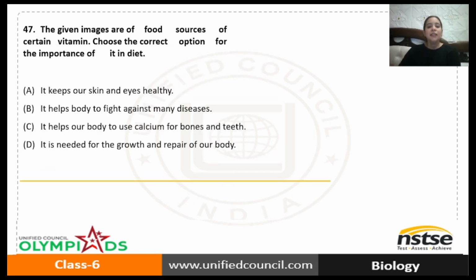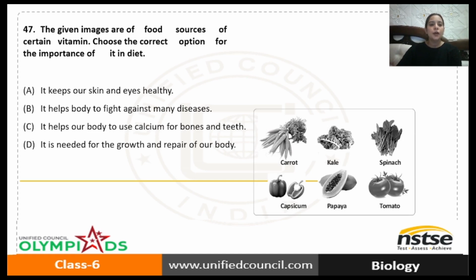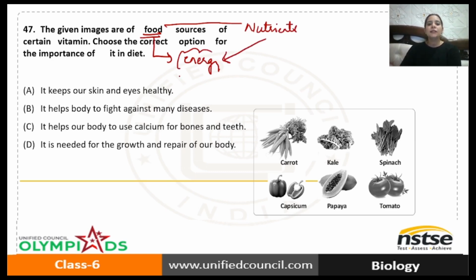Next question. The given images are of food sources of certain vitamins. Choose the correct option for the importance of it in a diet. So we have carrot, kale, spinach, capsicum, papaya, tomato. Now we know that we all need food, because food gives you energy. So basically food has energy giving substances, that is nutrients, in it, and these nutrients provide us with energy, and we use the energy to carry out all our activities, or you can say metabolic activities of the body.